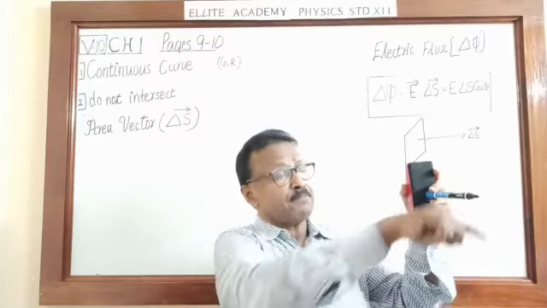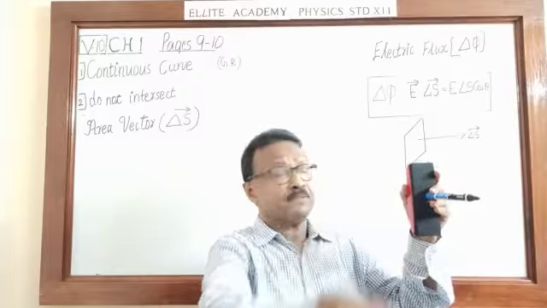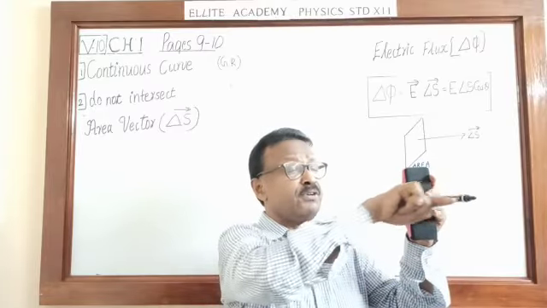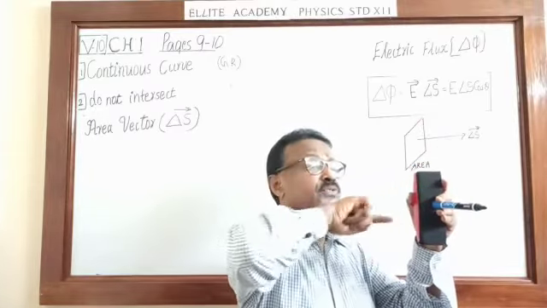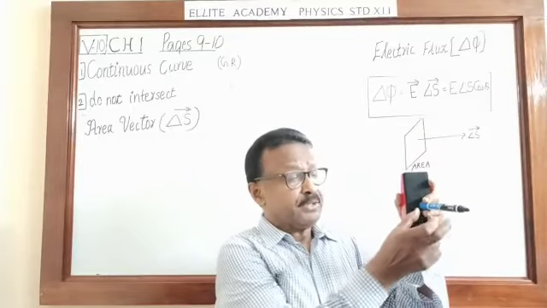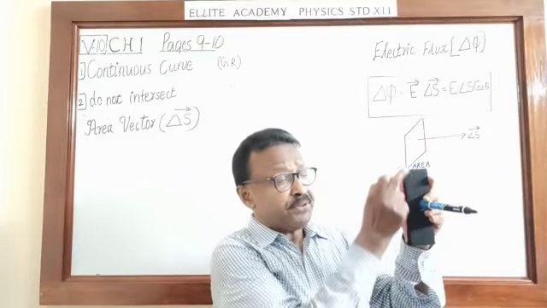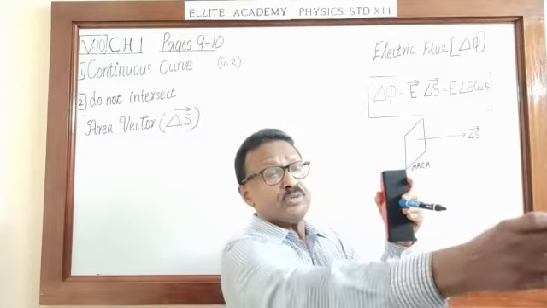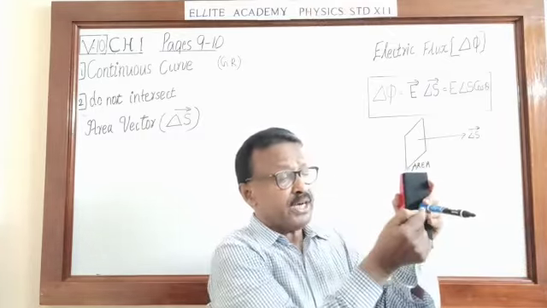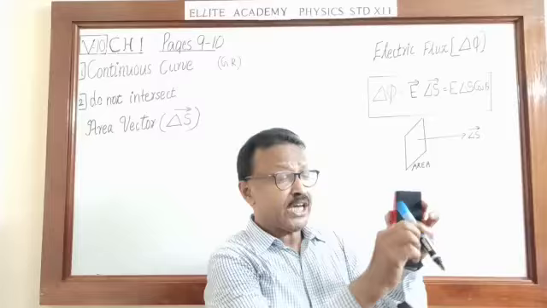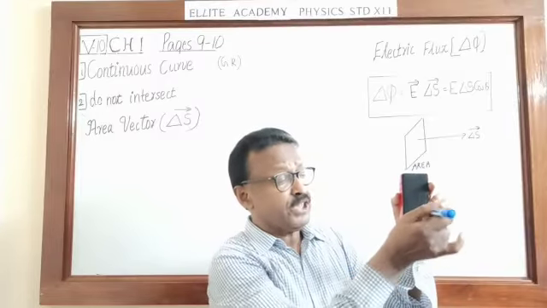So I am keeping it perpendicular, pen and the duster are perpendicular, area vector perpendicular to the plane outwards. It cannot be inwards. If the length of the arrow is more, area is more; length of the arrow is less, area is less. So can it be perpendicular to the plane inward?